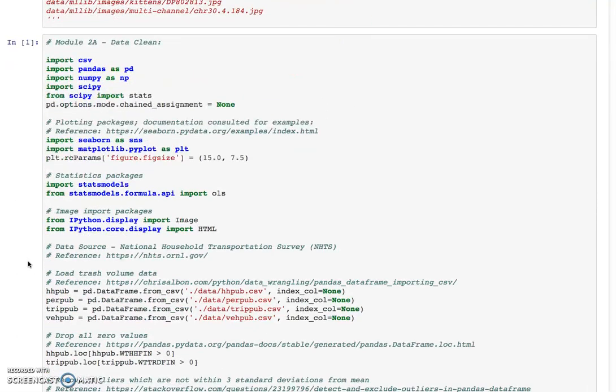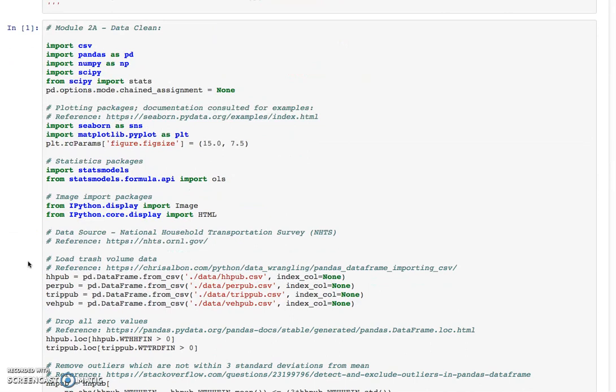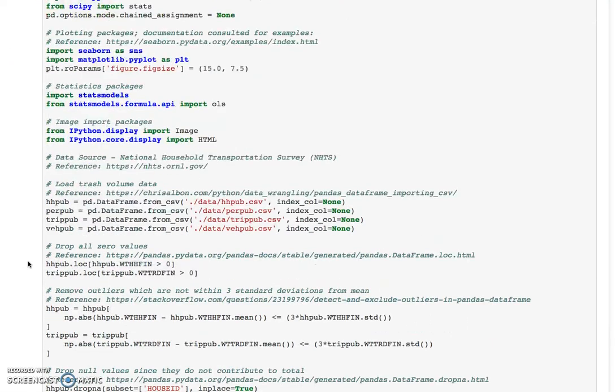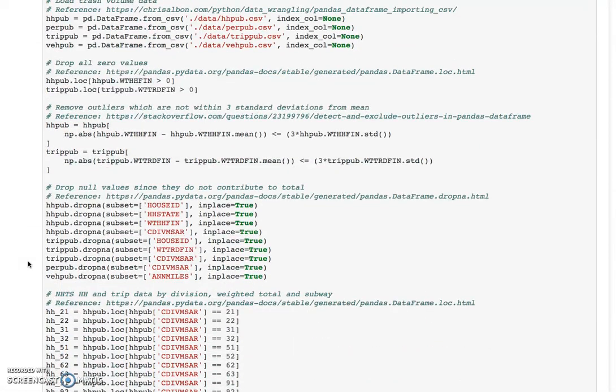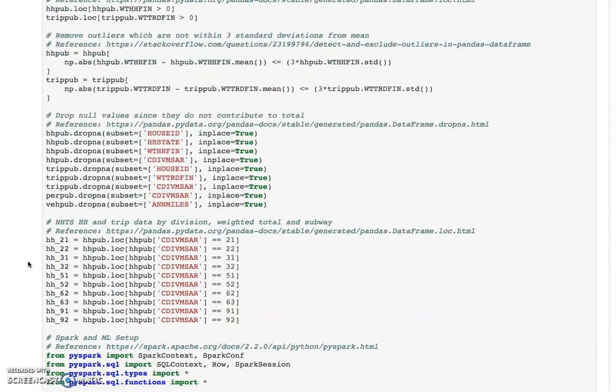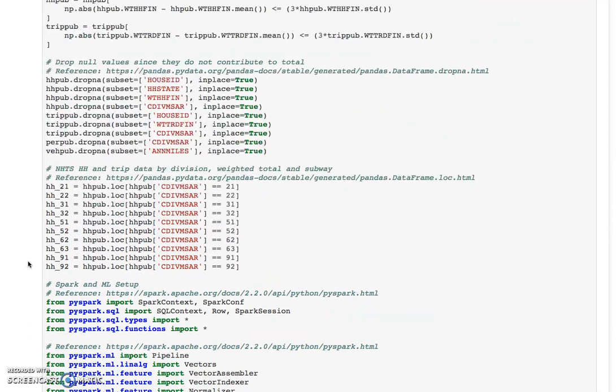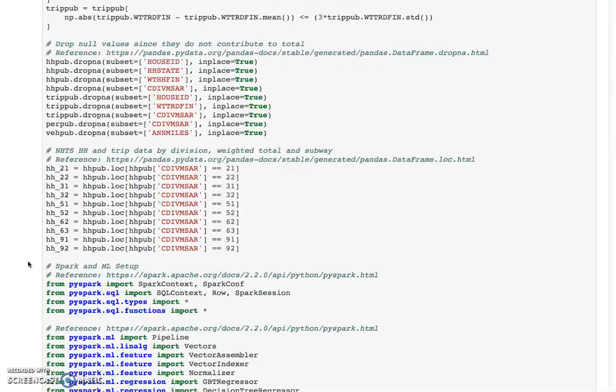Then we get into the first module with the code. This is data cleaning, so we're going to import the packages and import all the CSV files. The data set is about 1 million rows composed of 4 tables: households, people for the survey, trips, and vehicles. Then we're going to do the cleaning as I described. We're going to take the non-zero values out, same thing with outliers, and start to organize the code. We're going to break it up by columns and also by census division, because that's geographically important.